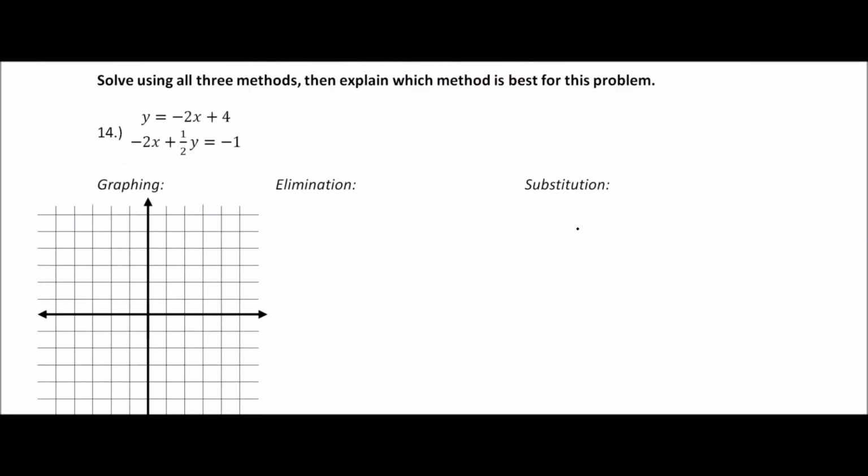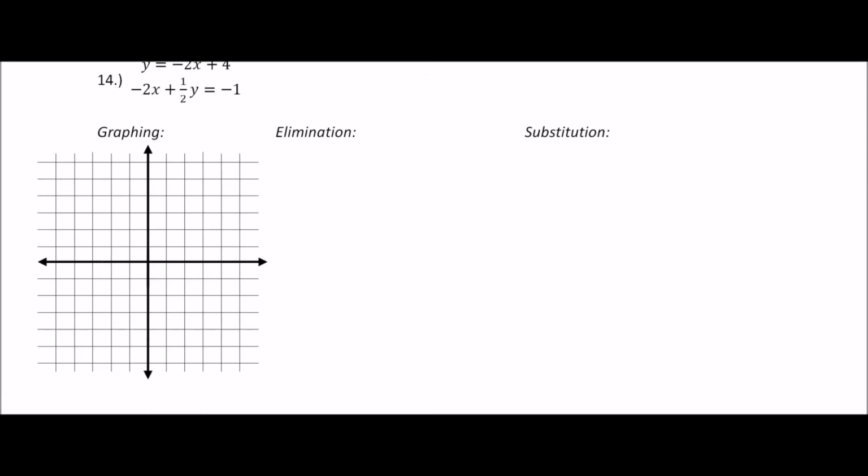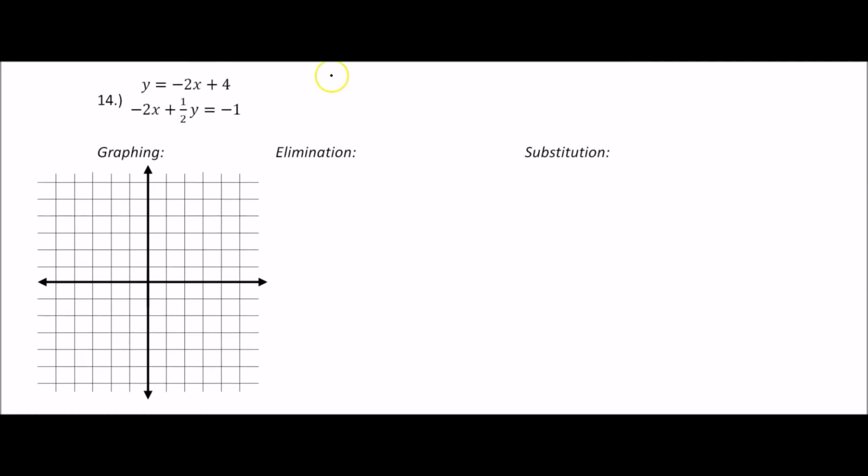So this one, it says solve by all 3 methods and then explain which one's the best. So if I look at this guy, solving by graphing, the first equation is already set up really nicely. It's in slope-intercept form. And so when I look at this, it's got a y-intercept of 4 and a slope of negative 2. So that's down 2 over 1, down 2 over 1. The second equation is not in a great format, but I can still do the x and y intercept.